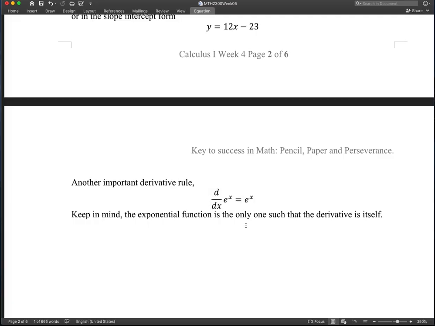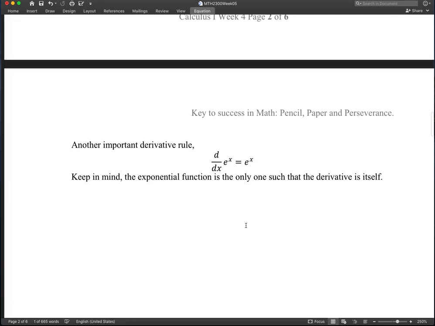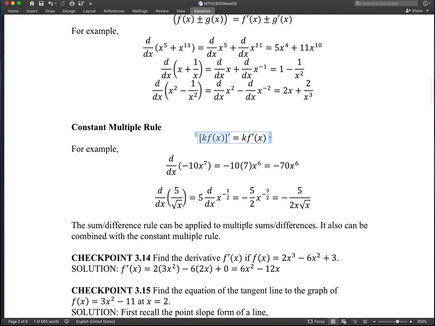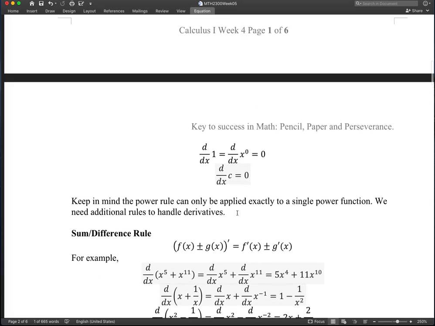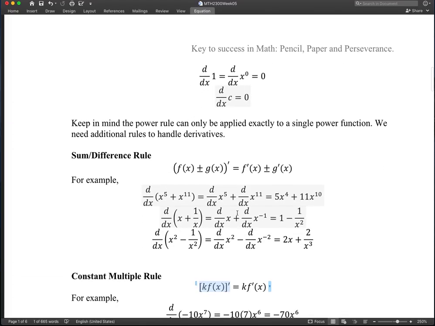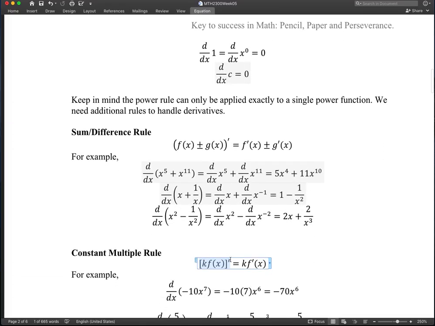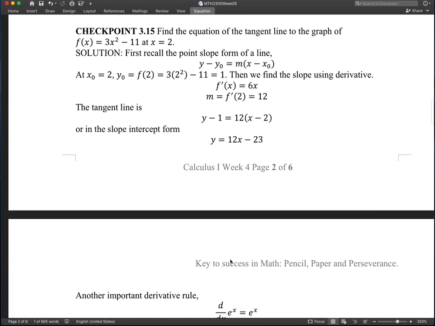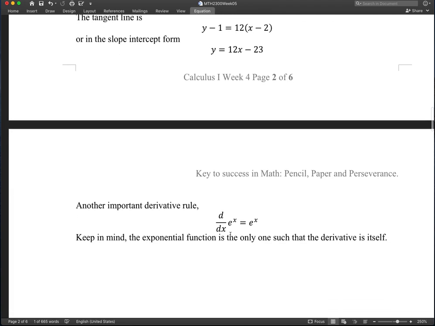So this is section 3.3 about derivative rules. Now we have the power rule, the sum rule, the constant multiple rule, and the derivative for the exponential function. Let's take a break before we continue. Thank you for watching.